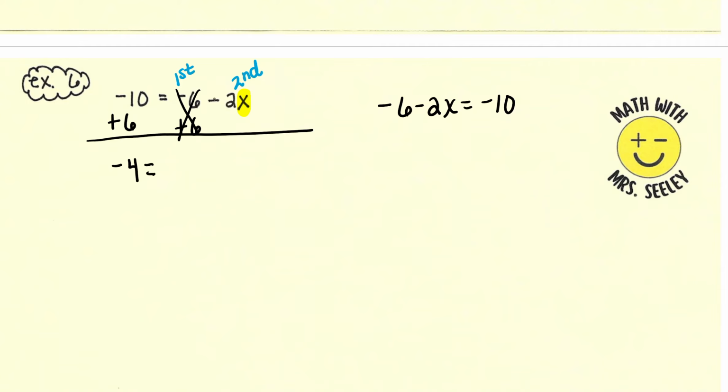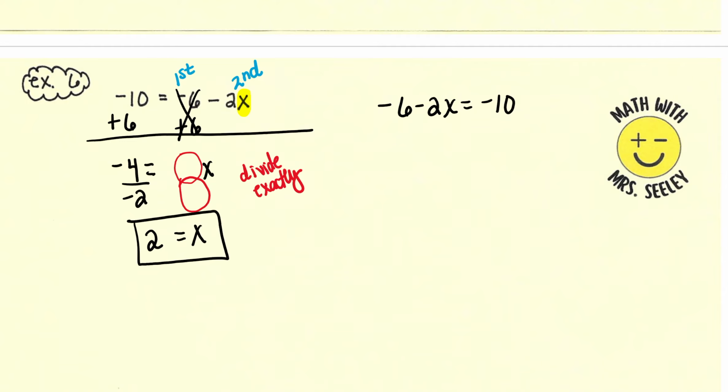-10 plus 6 is -4. Bring this down, but make sure you bring your negative with your number. That's -2x. Now, this is attached by multiply, so I need to divide. And we just said a second ago, when you divide, you have to divide by exactly what you see. So if that's a -2, I need to divide by -2 so they can cancel. So I get x equals negative over negative is a positive 2.